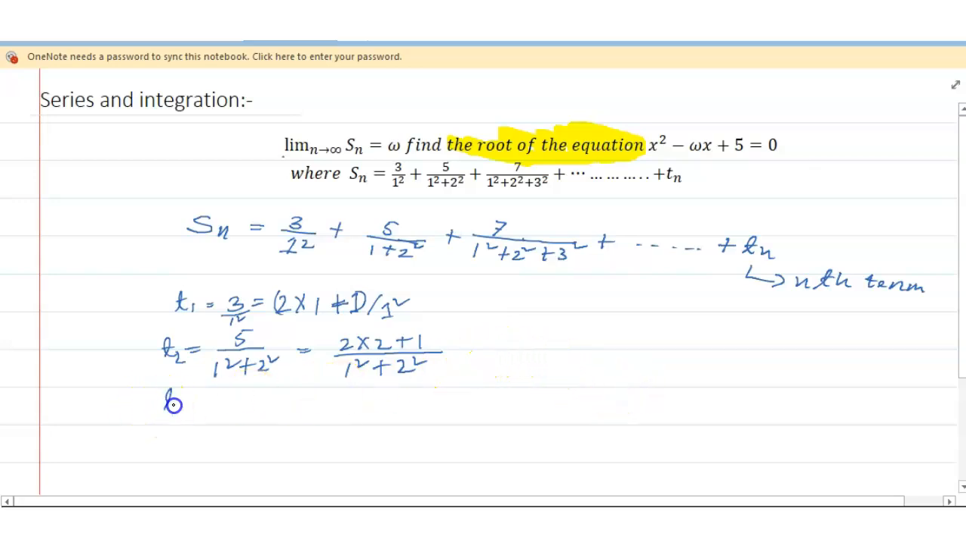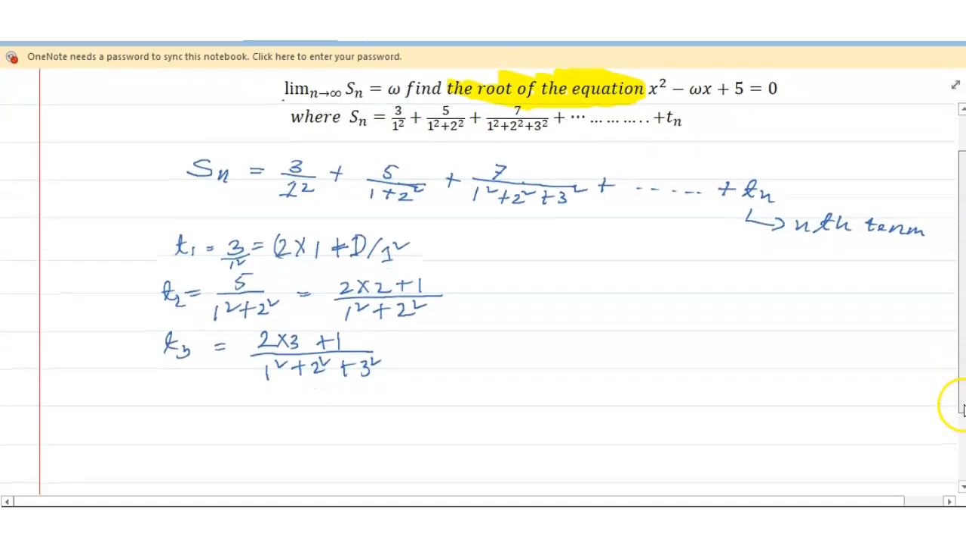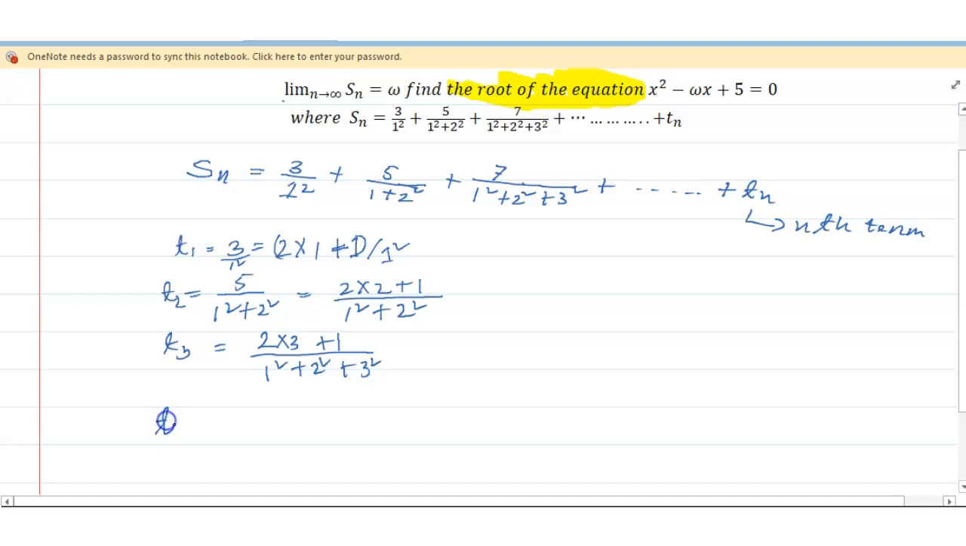Similarly, t3 is 2 into 3 plus 1 divided by 1 square plus 2 square plus 3 square. So friends, whatever we get, tr is equal to 2 into r plus 1 divided by 1 square plus 2 square plus 3 square plus up to r square.